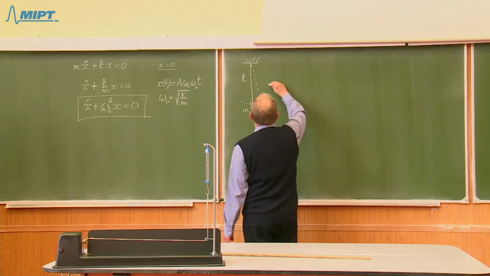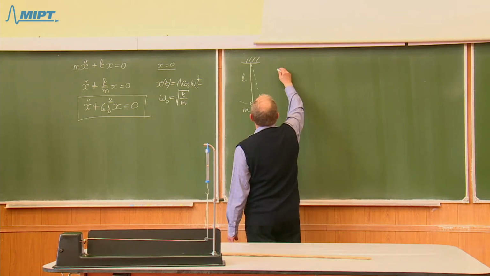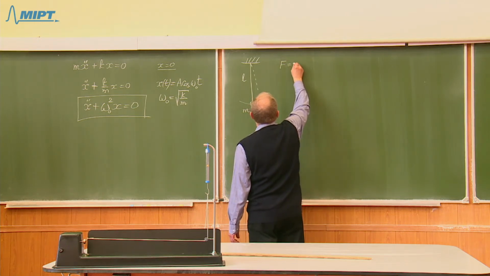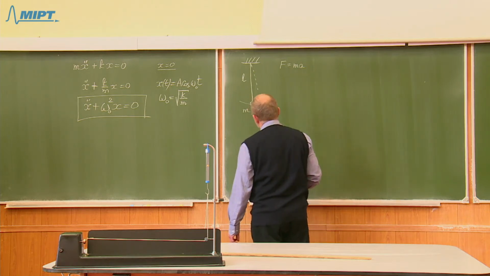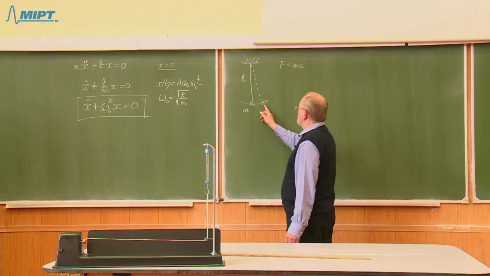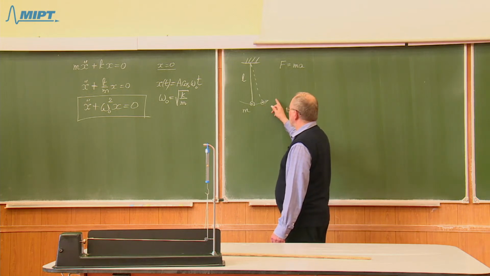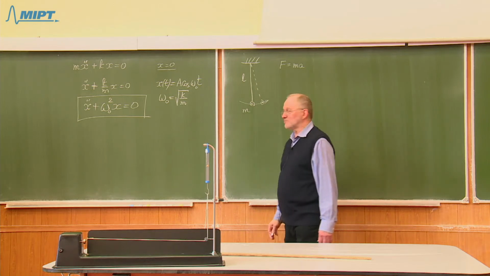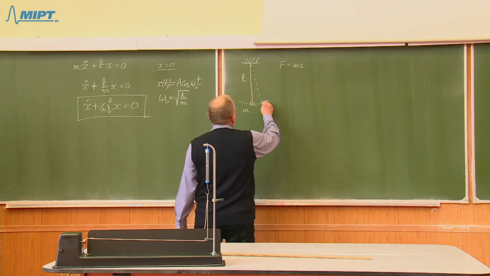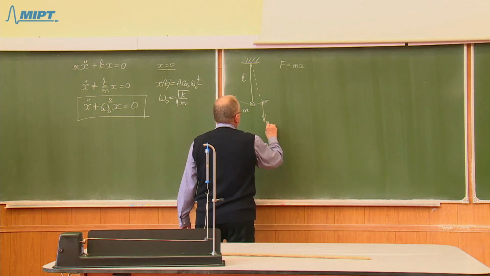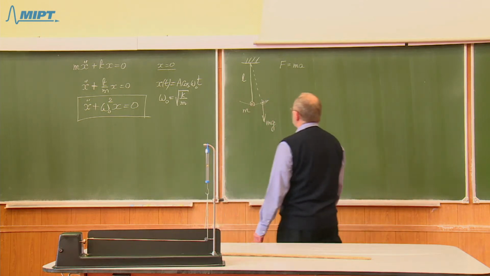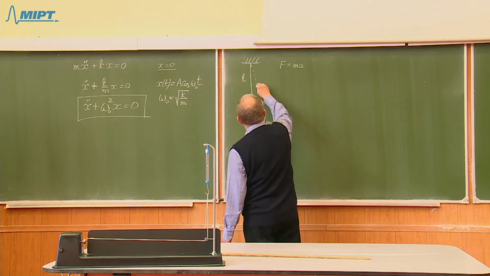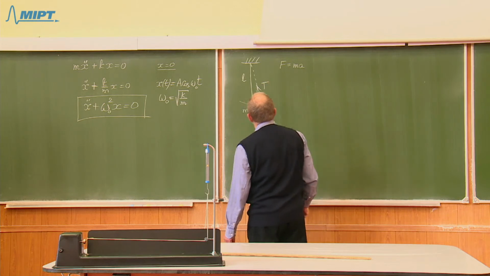Certainly we can use Newton's second law, because we have a body of mass m. At each moment of time this body has some acceleration because there are some forces acting on this body. So what forces act on this body? First of all, the gravity pull directed downward, and also there is a force of tension in the string.